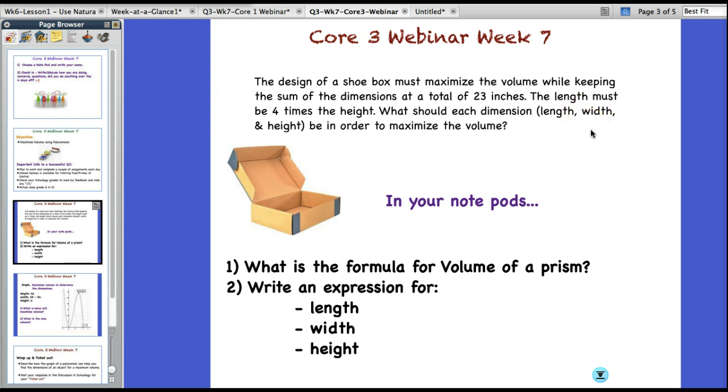You're going to maximize the volume. So what you want to do is make the biggest volume possible on the inside, because that way you can put as much stuff in it as possible. But you have some constraints. You have to keep the sum of the dimensions at a total of 23 inches. So length plus width plus height has to be 23 or less. And then they give you some other information: the length must be 4 times the height. So your question is, what should each dimension, length, width, and height, be in order to maximize the volume?